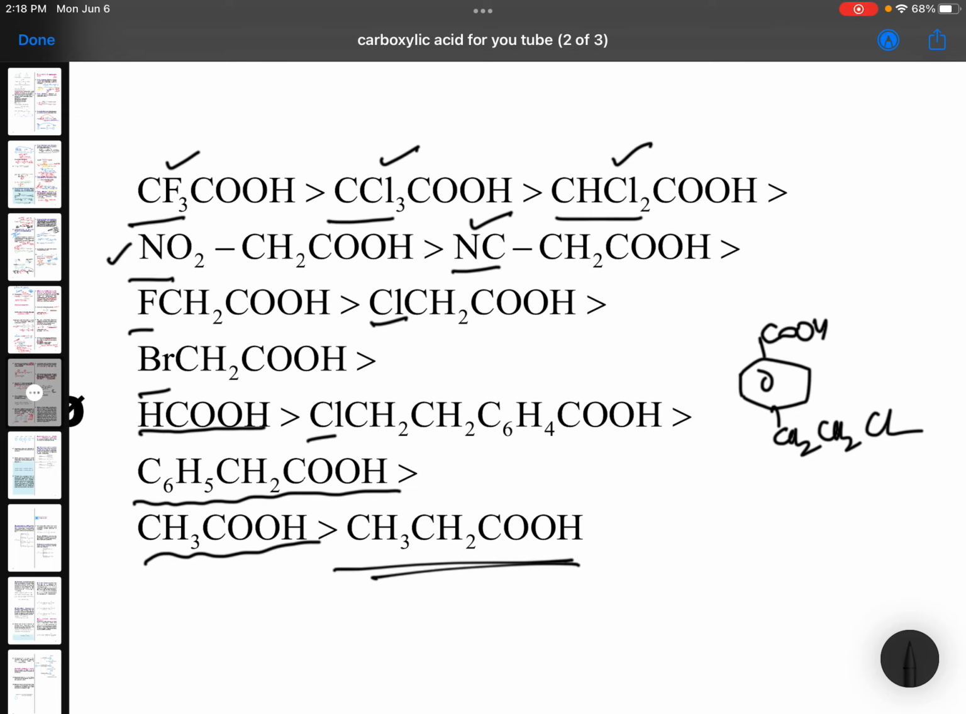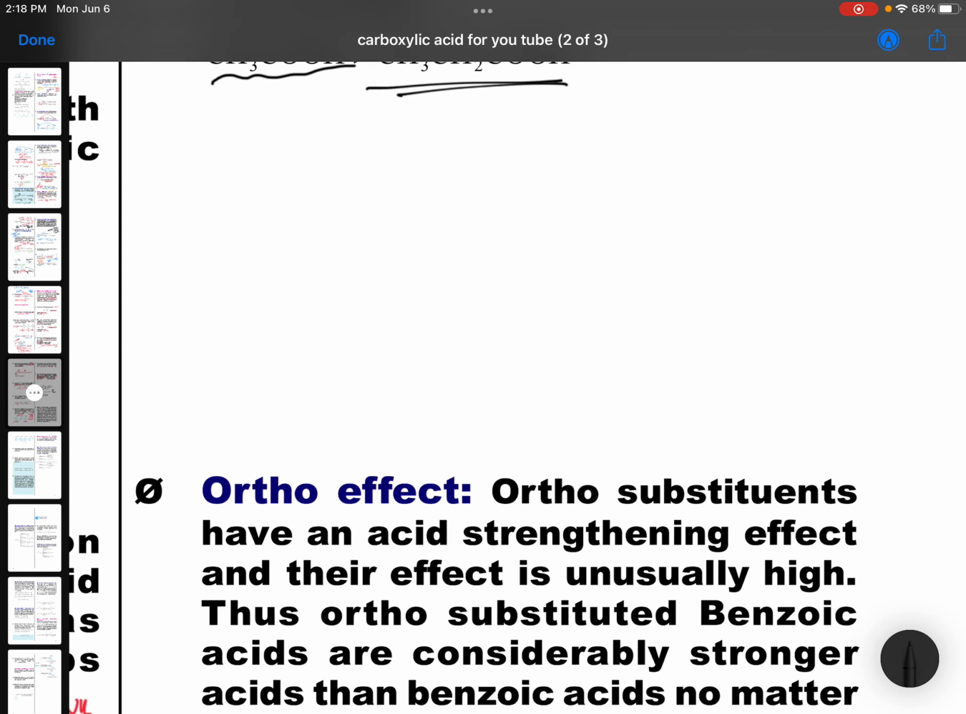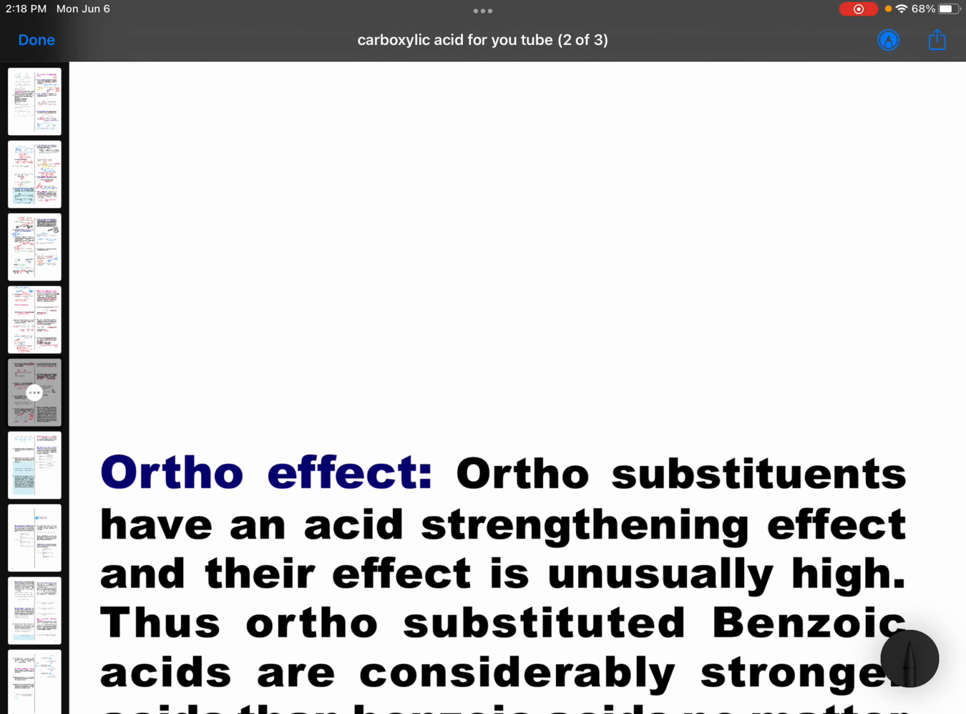No need to remember this order as it is. They will be asking you by giving 4 compounds. Okay, now you must be able to say this one. Next session we will go with the ortho effect. In the next lecture, don't forget to see the ortho effect.